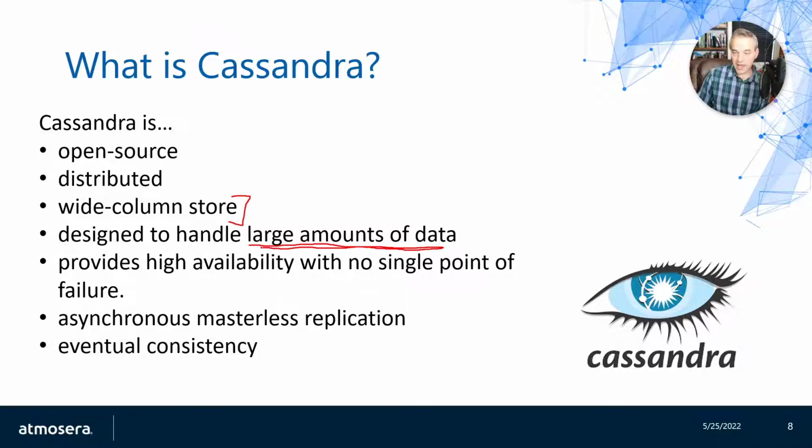So to do that, it adopts eventual consistency, asynchronous masterless replication, and provides no single point of failure in the database. And these kinds of features are really what make Cassandra an ideal tool for a large database platform that's going to be useful for big data, but not something that's going to be useful for something that's more traditional in its approach, like an application that needs strong consistency or normalization or whatever it might be.